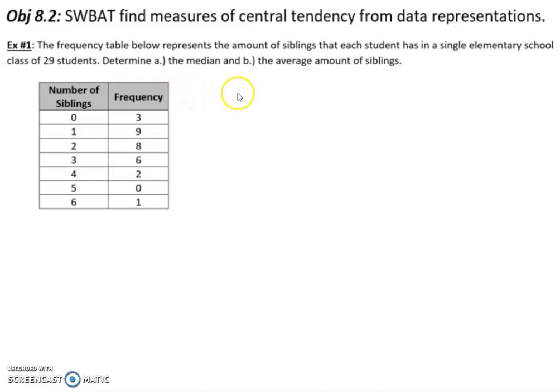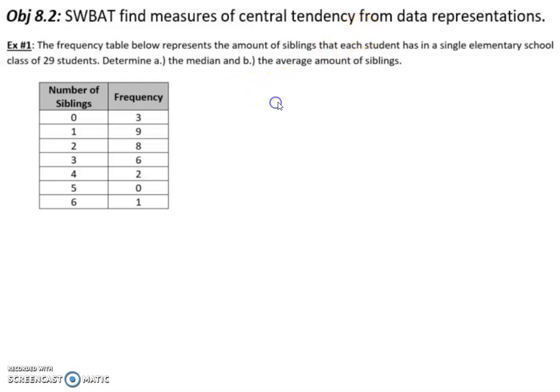Hello everyone. Objective 8.2 says students will be able to find measures of central tendency from data representations. Example 1 has a frequency table, which represents the amount of siblings that each student has in a single elementary school class of 29 students. First, we're going to do part A, which determines the median, and then part B, which asks us to determine the average amount of siblings in this class.